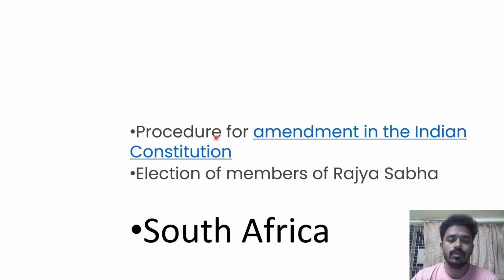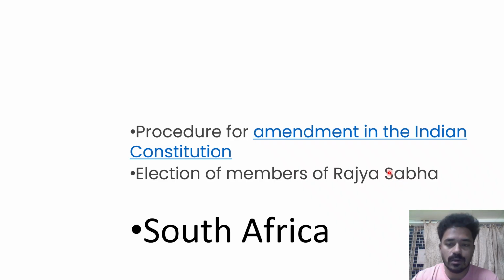Next one, the procedure for amendment in the Indian constitution and election of members of the Rajya Sabha. These two things are adopted from the South African constitution. Friends, the article that deals with the procedure for amendment in the constitution is Article 368. And the election of the members of the Rajya Sabha.